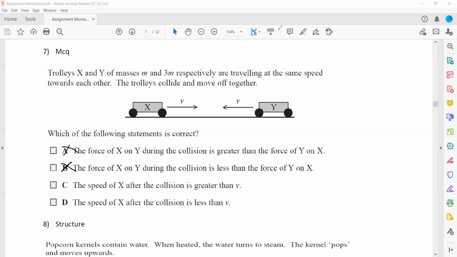Now the trolleys X and Y of masses m and 3m are moving at the same speed towards each other. So the speed of X after collision, what happened? The mass of X is how much? It is m. And what about the mass of Y? This is 3m.